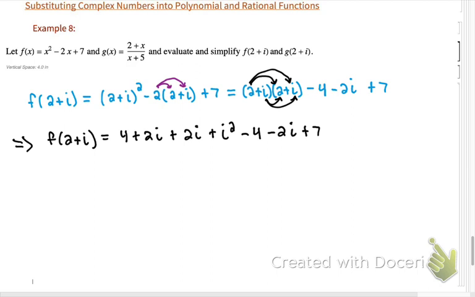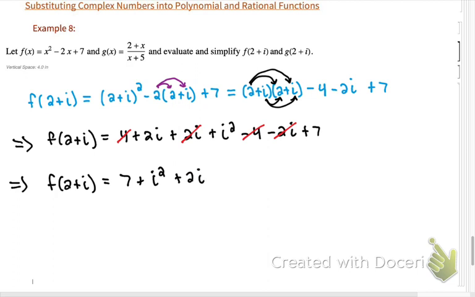Now there's a little bit of cancellation this time. You'll notice that one of the positive 2i's is going to cancel with one of the minus 2i's, and one of the positive 4's is going to cancel with one of the minus 4's. Okay, so now our function value, f of 2 plus i, is going to be, well, I'm going to rearrange these terms. I'm going to put the 7 in the front. I'm going to leave the i squared in the middle. And I'm going to put the 2i on the back.